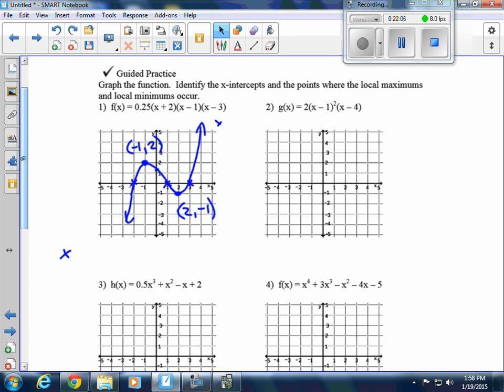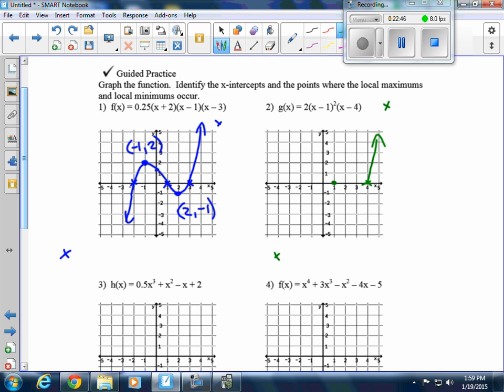Now, example 2, you have a 0 at 1. However, that's an even one, so that means it will just touch that and it'll bounce back. 4 is a 0, but that only occurs once. That's an odd exponent, so that is going to cross. I know it is, again, a cubic. There are 3 zeros, it's x to the third, so it's going to be odd and it's positive. So I know that, again, my end behaviors are going to be there and there. So it's going to do something like this and cross and go up.